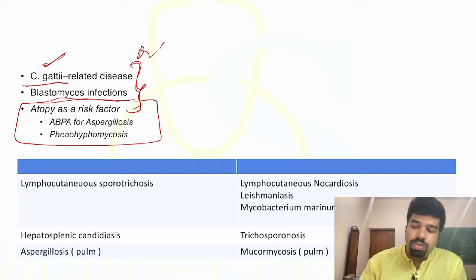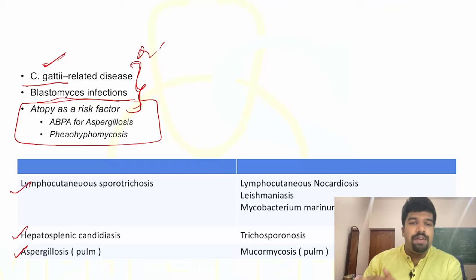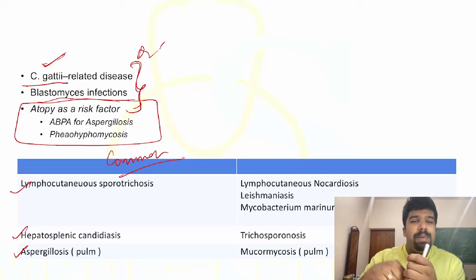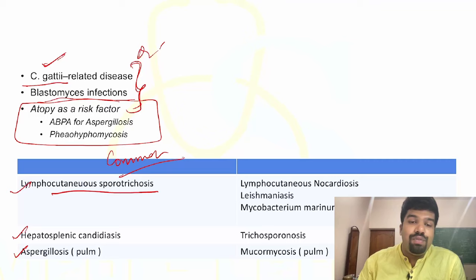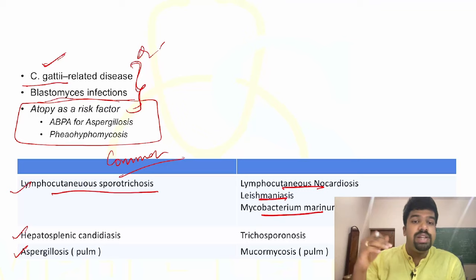Come to these fungi which appear like other fungi. For example, on the left hand side, you find common ones like sporotrichosis, which happens during gardening. So the Sporothrix will go along the territory of the lymph vessel and form nodules, and they ulcerate, correct? So that is called lymphocutaneous sporotrichosis. The DDs to it could be lymphocutaneous nocardiosis, leishmaniasis, and Mycobacterium marinum. These are the DDs to sporotrichosis. They look exactly like sporotrichosis.